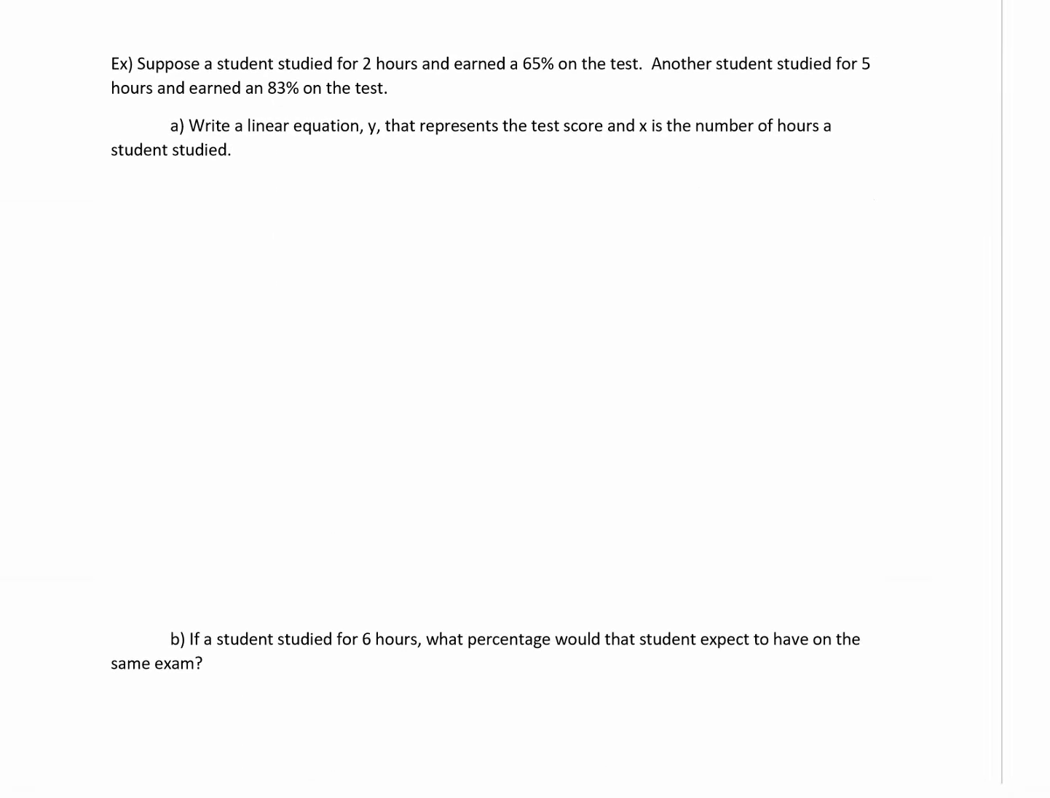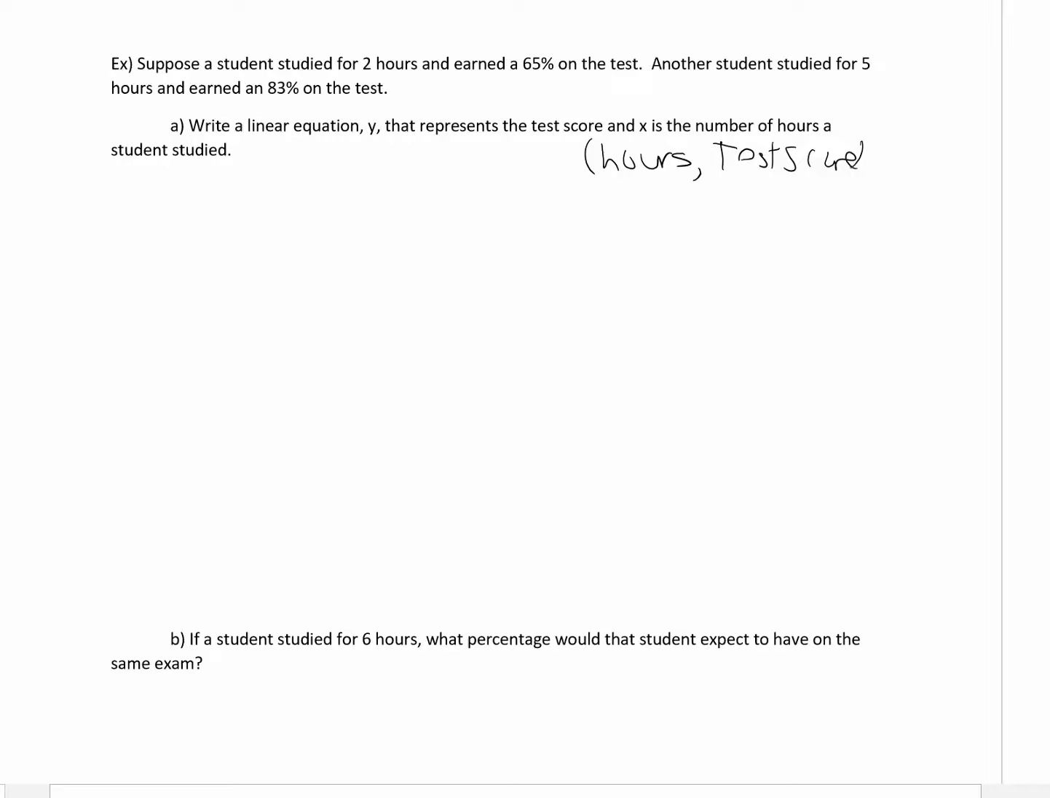Suppose a student studied for 2 hours and earned a 65% on the test. Another student studied for 5 hours and earned an 83% on the test. Write a linear equation y that represents the test score, where x is the number of hours a student studied. I do not have the slope and I do not have the y-intercept. So we need to determine both of those before I can write my equation. But I don't even have any ordered pairs. But I do know hours is the x-coordinate and test score is the y-coordinate.